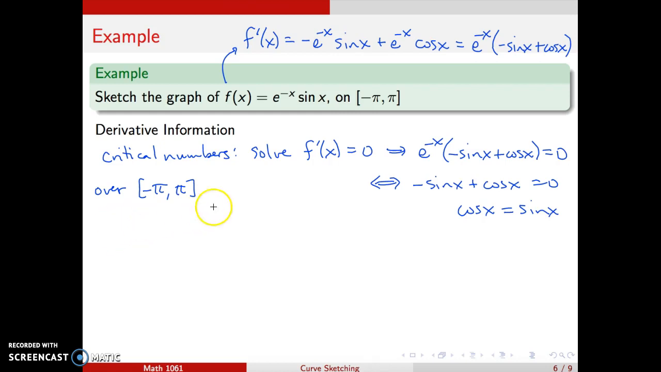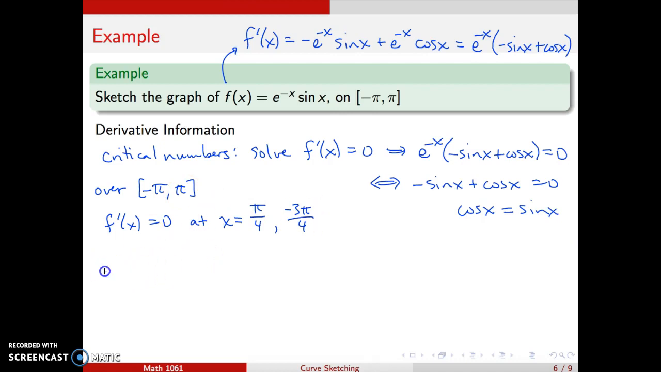Well, it's going to happen at pi over 4. And the next one I might think of is 5 pi over 4, but that's not in the interval, so I'm going to go backwards. We'll say negative 3 pi over 4. That would be where cosine equals sine within that interval.